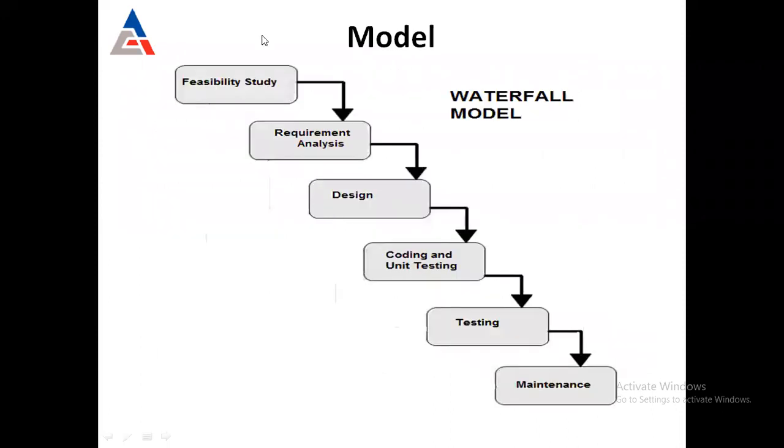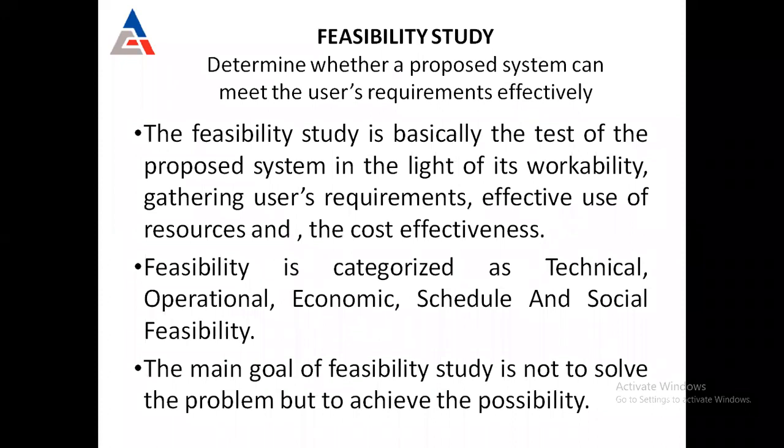So this was the diagram of the waterfall model: feasibility study, requirement analysis, design, coding, testing, and maintenance. Now let's start each activity one by one. We start with the first one, the feasibility study. The feasibility study determines whether the proposed system can meet the user requirements effectively. If I am a software engineer, can I effectively develop software that fulfills the user's requirements? This is done in the feasibility study phase.